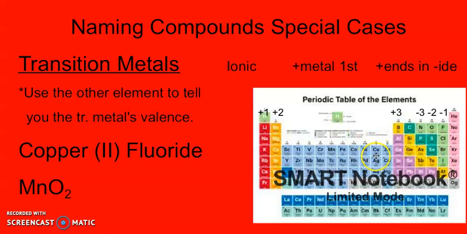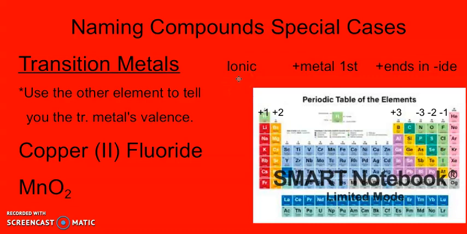Something like copper, which is Cu, sometimes lends out 1 electron, sometimes it lends out 2, sometimes it lends out 3, and that's what makes these a special case. So what are we going to do if we happen to have a compound that has one of these transition metals in it? Well, the first thing to remember is that in essence it's still ionic.